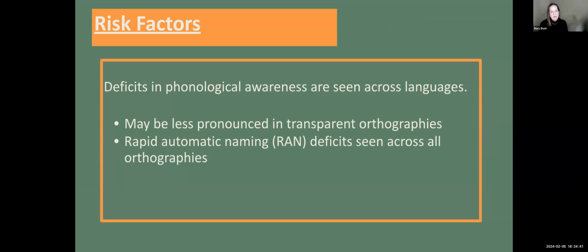So just some risk factors, and Christy is going to talk to you about this more in depth when she gets to her part, but deficits in phonological awareness are going to be seen again across all languages. They're going to be less pronounced in transparent orthographies. But in rapid automatic naming, when you see those deficits, they will go across all orthographies.